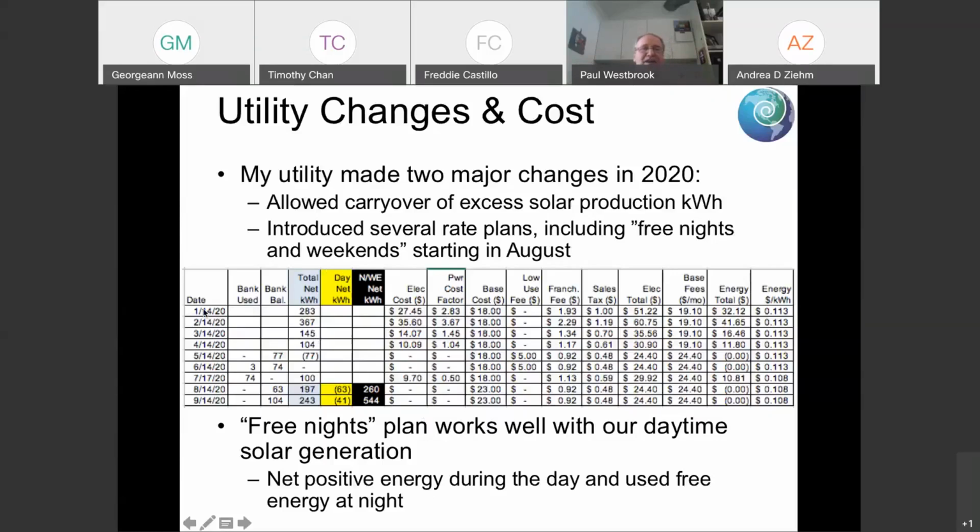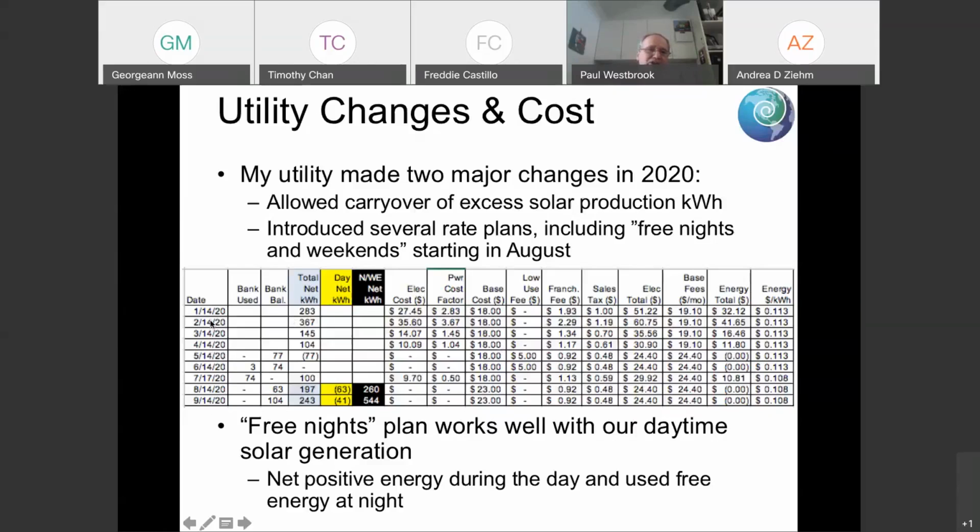So here are my billing. I'm billed at roughly the middle of the month. So 1/14, 2/14, 3/14. That's the period that my billing period ends. Right here's my total net kilowatt hour from the utility. And then when we went to the day and night plan, I broke out a couple of columns here for the last 2 months. This is my electric cost, and there's a base fee, and then there's some taxes and stuff like that. So let me show you.